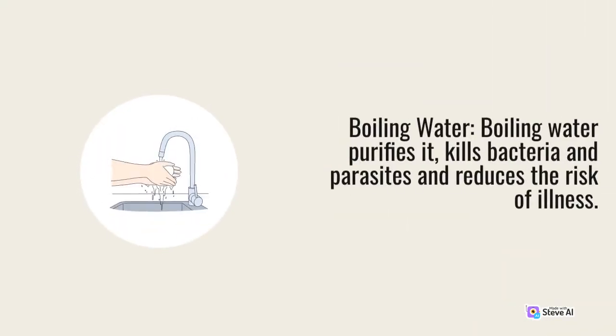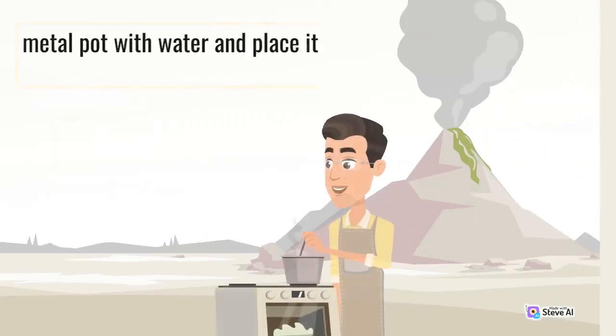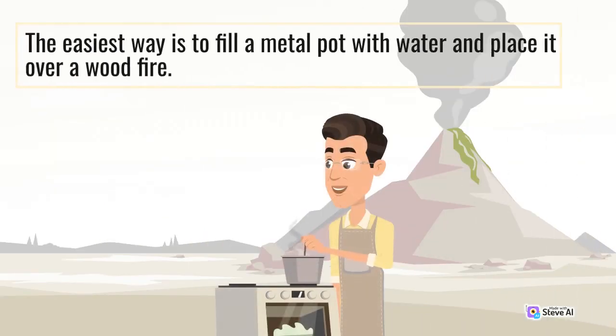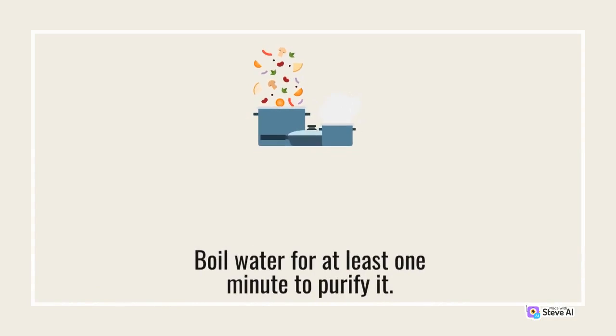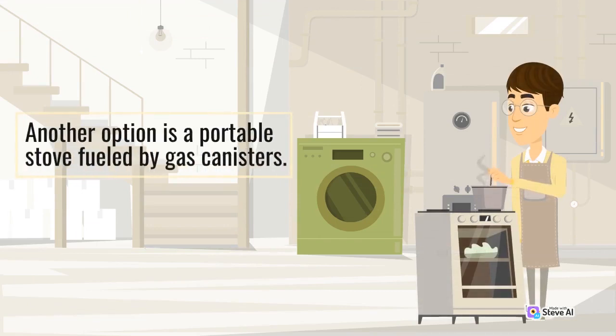Boiling water. Boiling water purifies it, kills bacteria and parasites, and reduces the risk of illness. The easiest way is to fill a metal pot with water and place it over a wood fire. Boil water for at least 1 minute to purify it. Another option is a portable stove fueled by gas canisters.